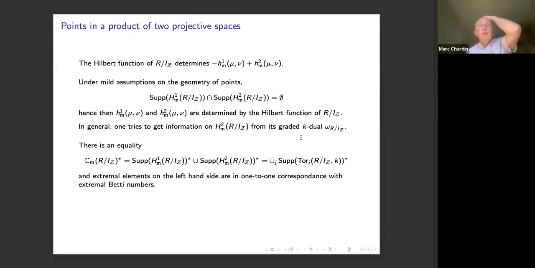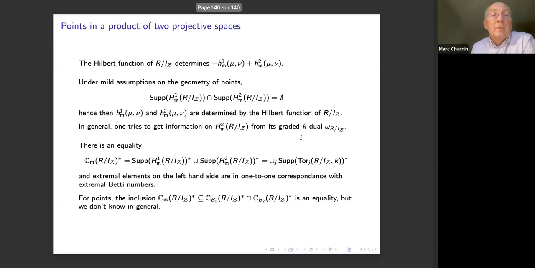And finally, we have an equality: the support of H1M union the support of H2M, if you subtract n squared from that, is the union of supports, and you have the same extremal elements. So under my assumption, you are in slightly general position, and from the Hilbert function you can essentially deduce in most cases what H1M and H2M are, and from that you know where the tors are and all that. So the Hilbert function reflects all that.